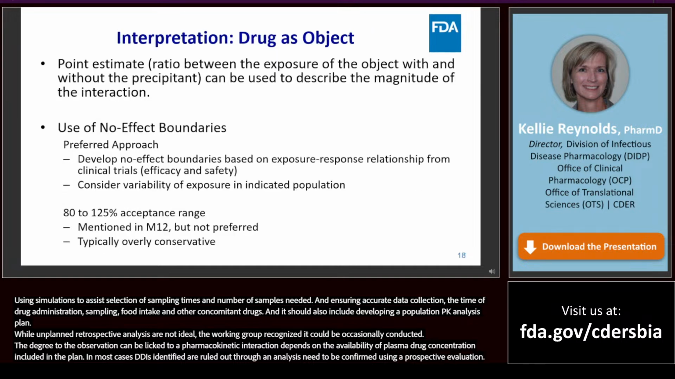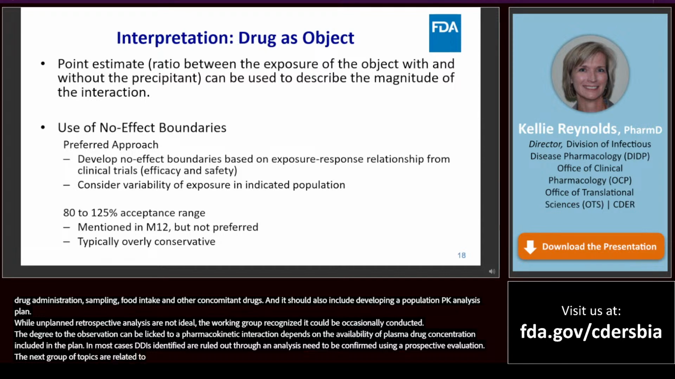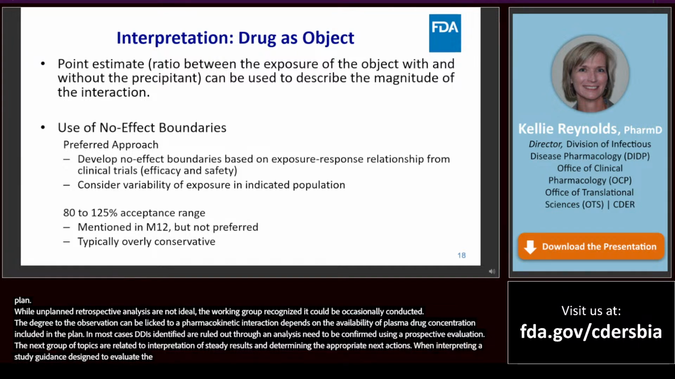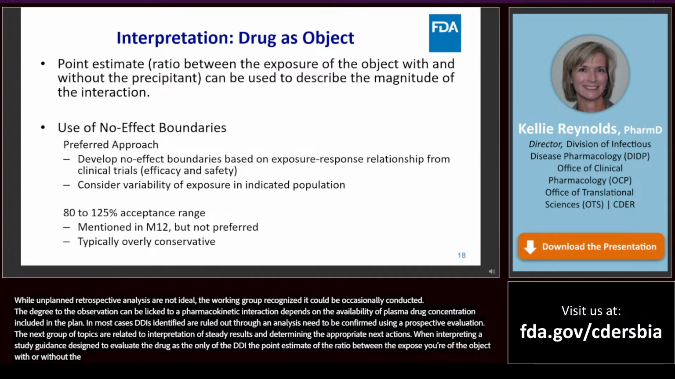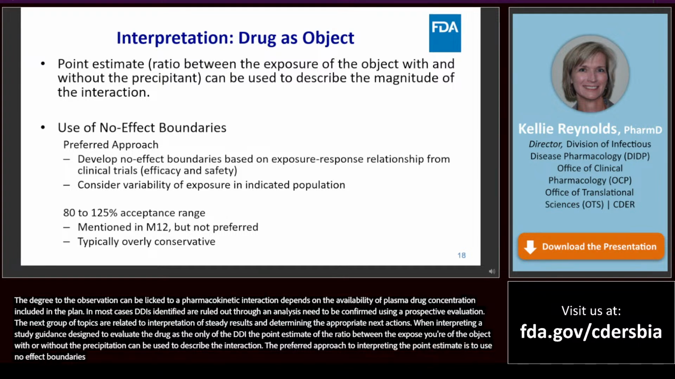The next group of topics are related to interpretation of study results and determining the appropriate next actions. When interpreting a study designed to evaluate the investigational drug as the object of a DDI, the point estimate of the ratio between the exposure of the object with and without the precipitant can be used to describe the magnitude of the interaction, and this has been the standard practice. The preferred approach to interpreting the point estimate is to use no-effect boundaries that are developed based on exposure-response relationships from clinical use. The variability of drug exposure in the indicated population is incorporated into the consideration.